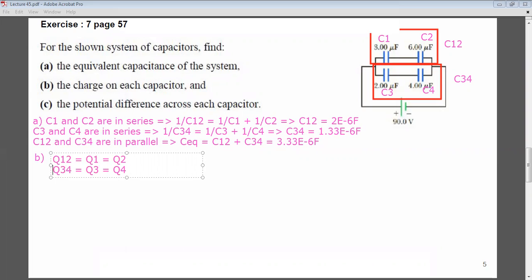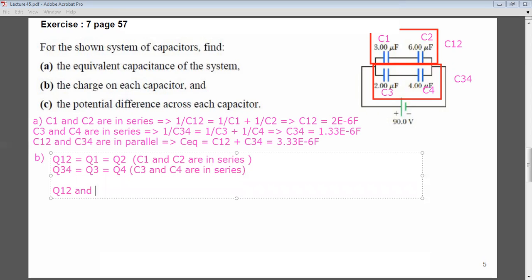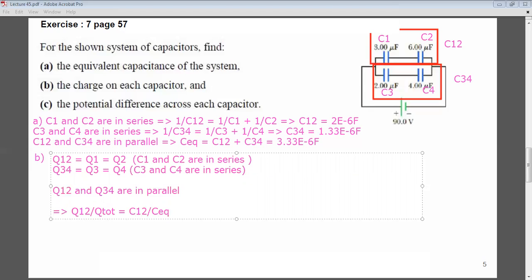Again, so this is equal to C4. Then how to get Q12? Q12 and Q34 are in parallel. So Q12 over Q total equals C12 over C total, which we call C equivalent. So for this we have to get Q total.